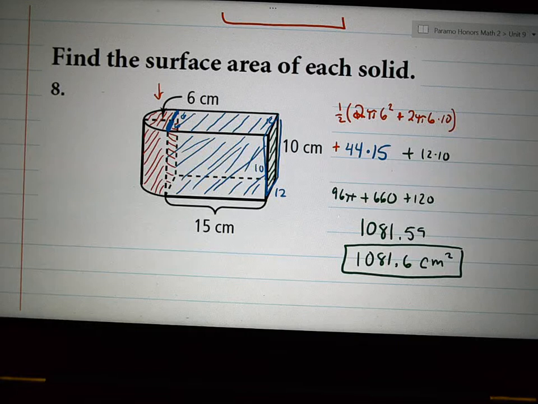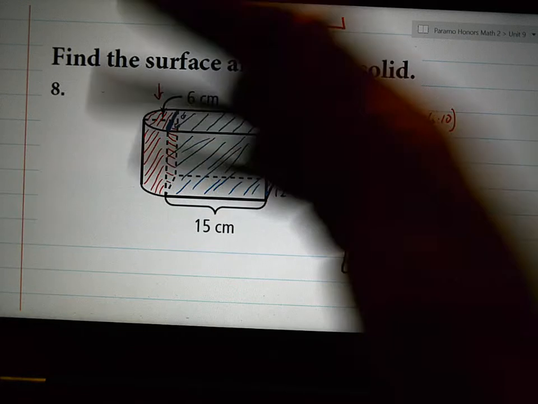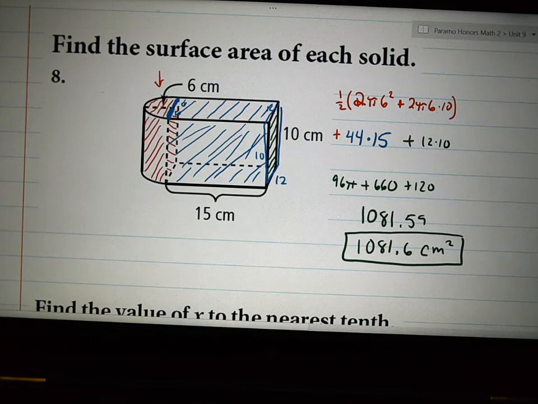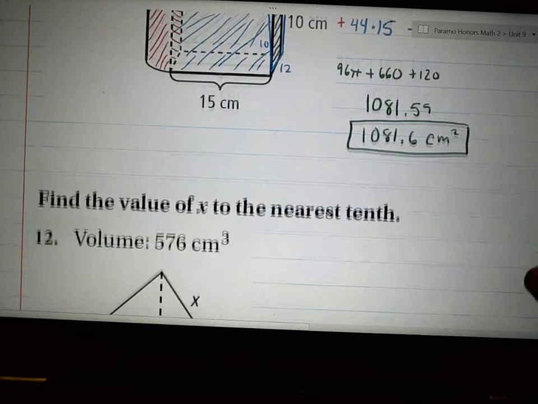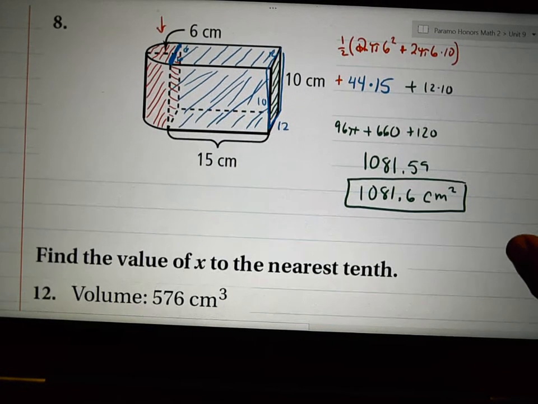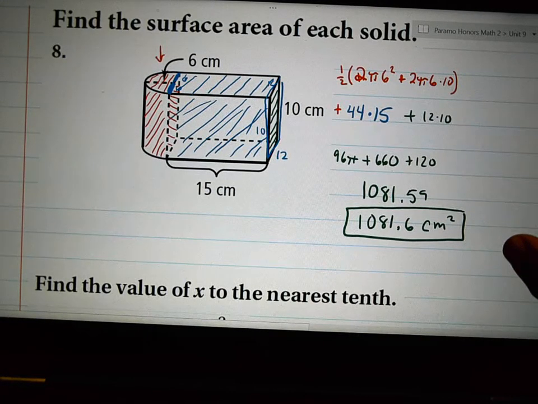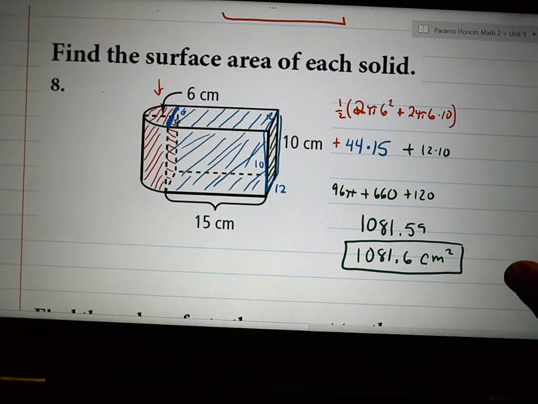Is that the only way to do it? Nope. You could have figured out the surface area of the whole thing and subtracted the other red piece. You could have done some things like that, but last one. Oh, Jared, go ahead. Did you have to do 2 times the base? Did I not do it? No, you would do 12 times 10 to get the original base.